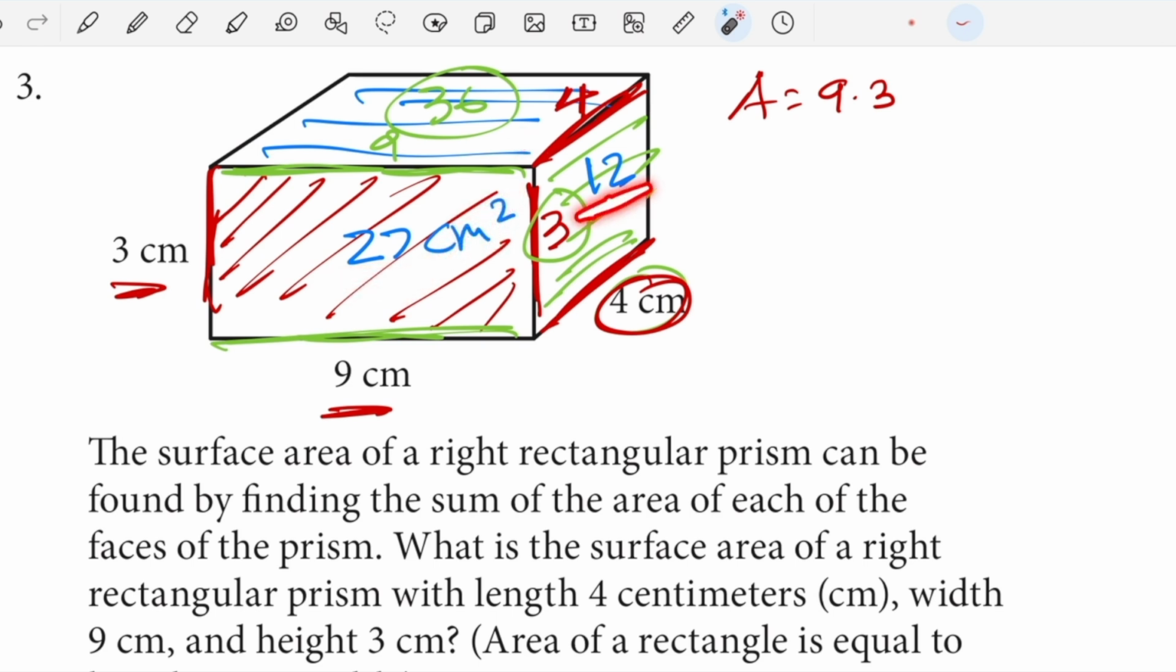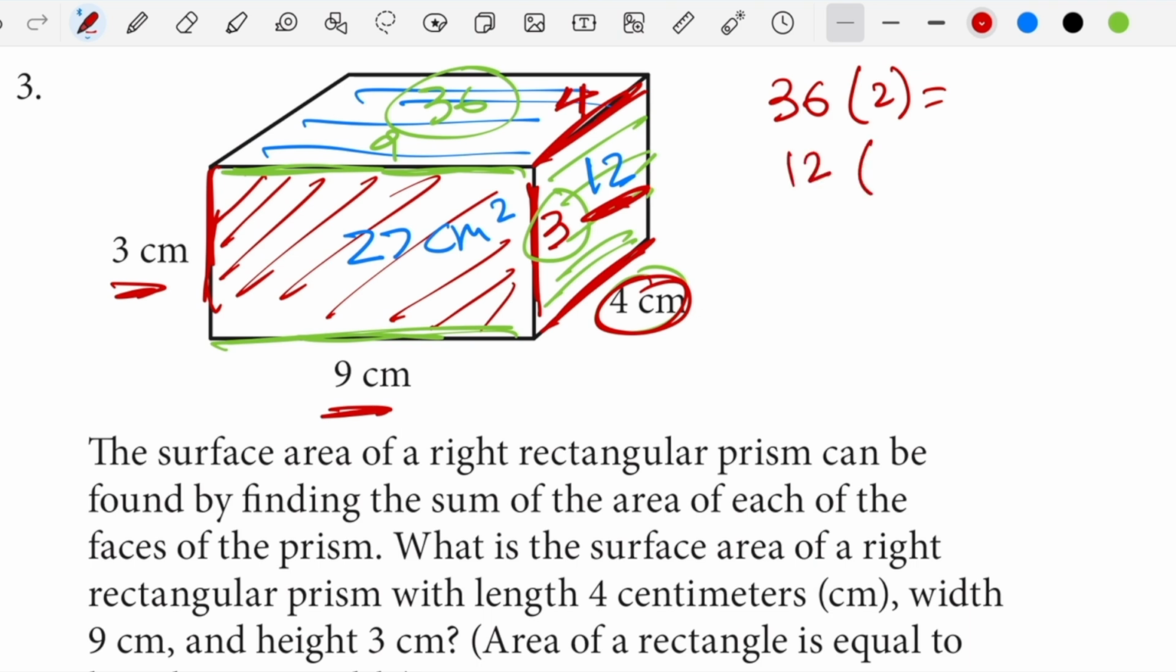This 12 is going to have one here that you don't see. And the 36 from the top is going to be 36 on the bottom as well. So every single face you have to multiply times 2. So I have the top face, which is 36 times 2, then the side face, which is 12 times 2, and then the 27 times 2. And that will be the surface area of the whole rectangular prism.